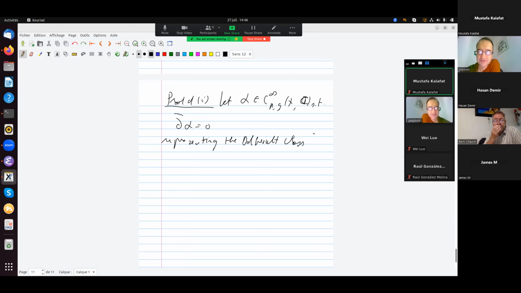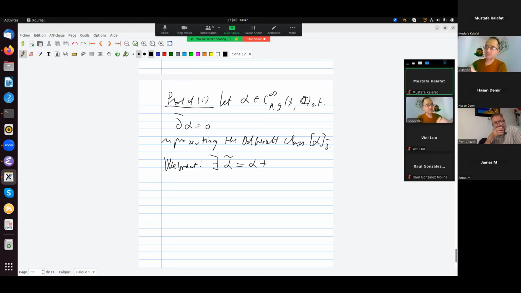Dolbeault cohomology class, alpha sub D bar. And we want to show that alpha can be modified, but without changing the cohomology class, to something that's d-closed. So we want to show that there exists an alpha twiddle, but be careful. So alpha twiddle needs to be modified from alpha in such a way that we don't change the Dolbeault class.